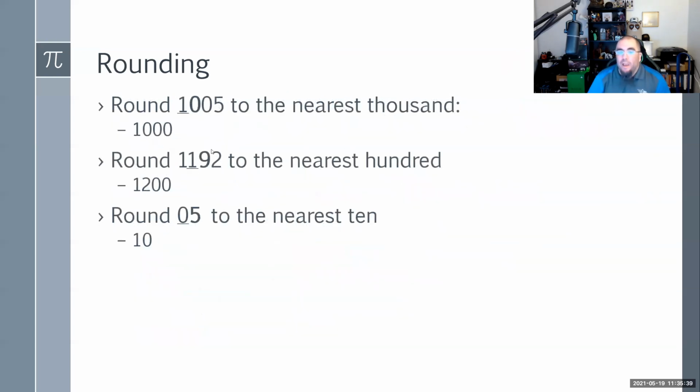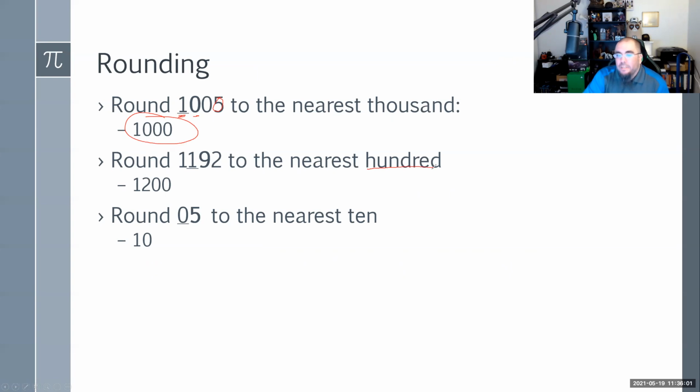So here we have rounding 1,000 to the nearest thousand. Well, we look at this and go, okay, this is where we're going to, right? We're going to the 1,000s. The number beside it is a 0, so that means we just make everything a 0. We have 1,000, right?